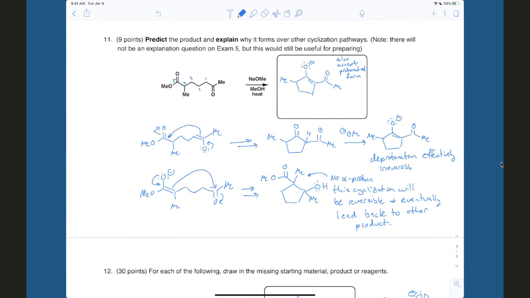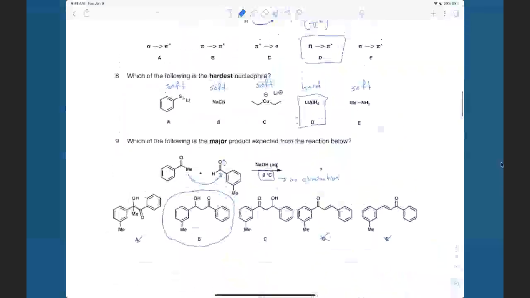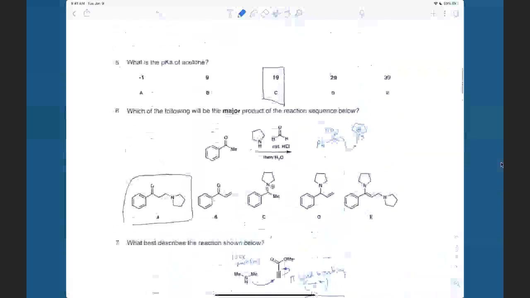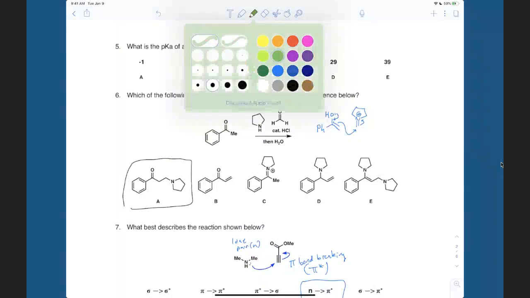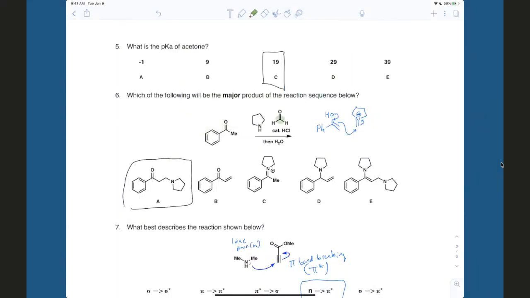Clarification on 6. Oh, formaldehyde in this reaction. So formaldehyde actually becomes one of the carbons. So let's track formaldehyde through the places. This is formaldehyde here. This is where the formaldehyde goes. And this is where the formaldehyde ends up in the product. Yeah, this is the Mannich reaction.